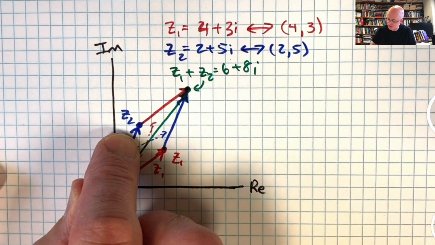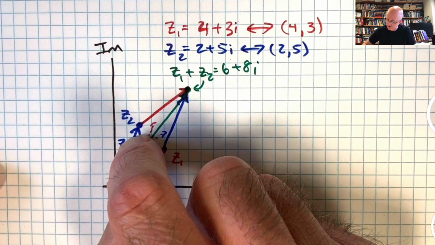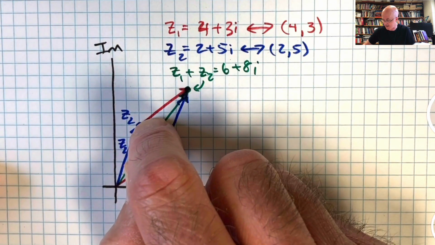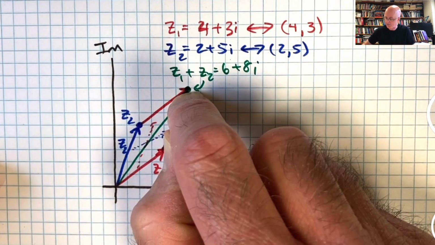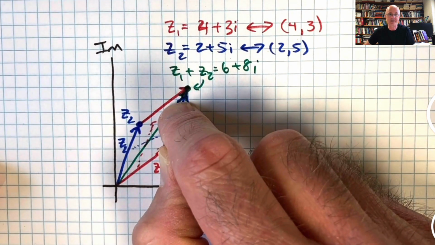Or I could do it the other way, which really emphasizes the commutative property. I could start with Z2, translate Z1 up here so that the head of the blue arrow is at the tail of the red arrow, draw that red arrow, and once again, its head is at the head of the sum Z1 plus Z2.